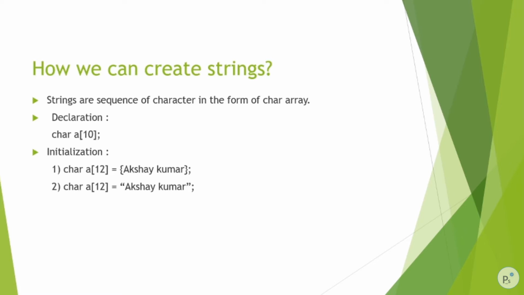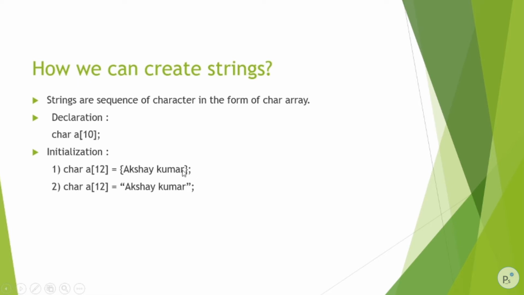The first one is char a of 12 equal to, in curly braces, the given string. I have given here Akshay Kumar. As you can see, it has 1 2 3 4 5 6 7. The seventh one is the blank space. It counts the blank space too. So note that: blank space and then 7 8 9 10 11 12. So char a of 12 will hold this string.